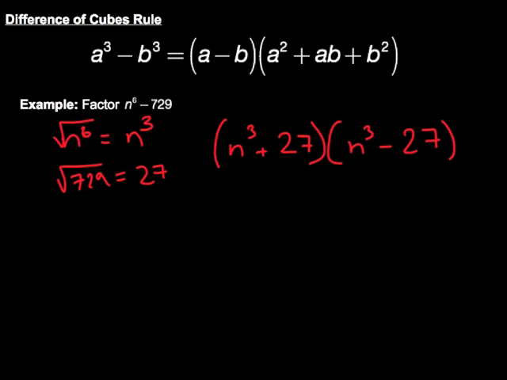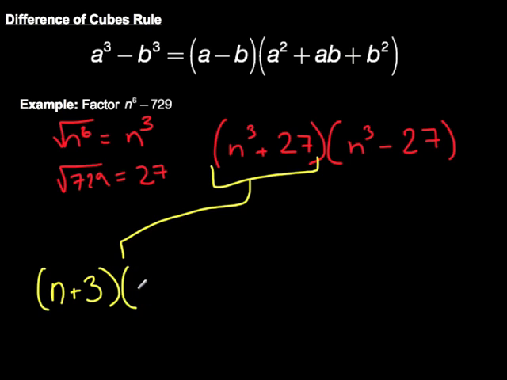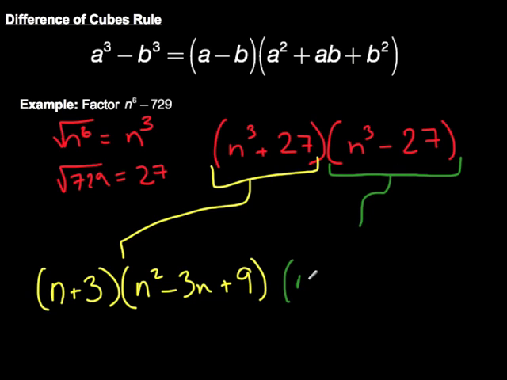Now, these are sums and differences of cubes, so we're going to use those two rules. If I use the sum of cubes here, I'm going to get n plus 3 times n squared minus 3n plus 9. And if I use the difference of cubes rule here, I'm going to get n minus 3 and n squared plus 3n plus 9. So my final factored form is all of this.